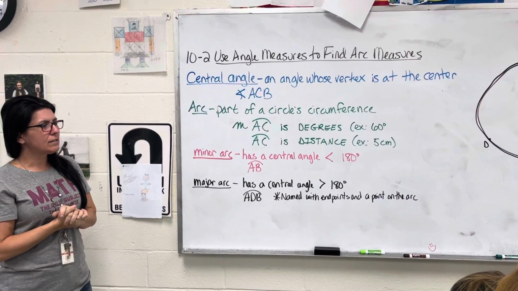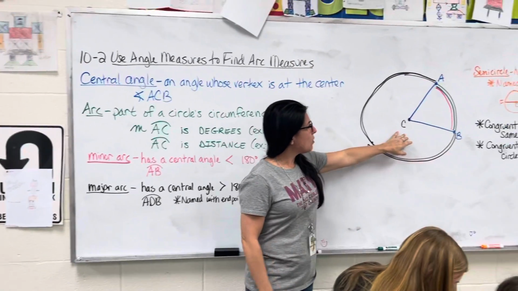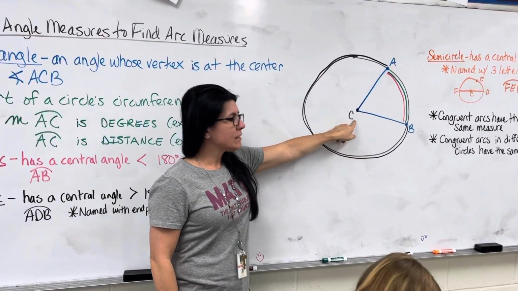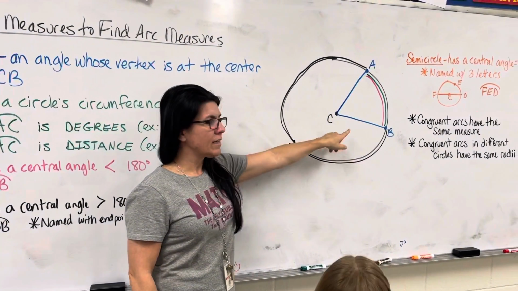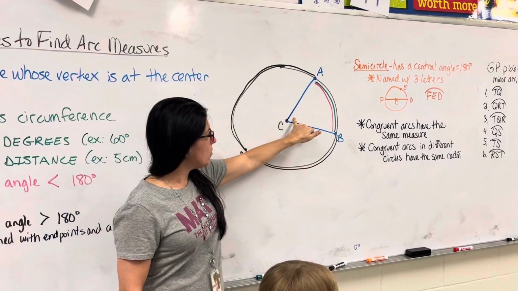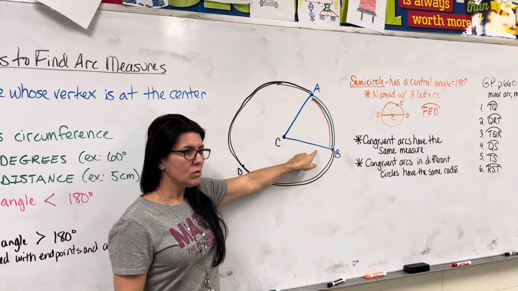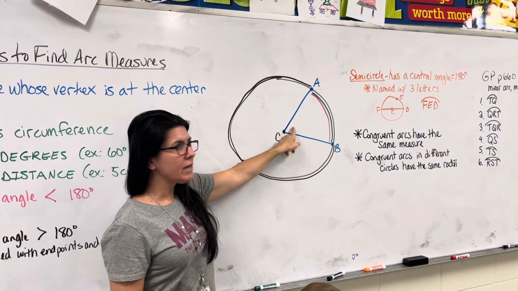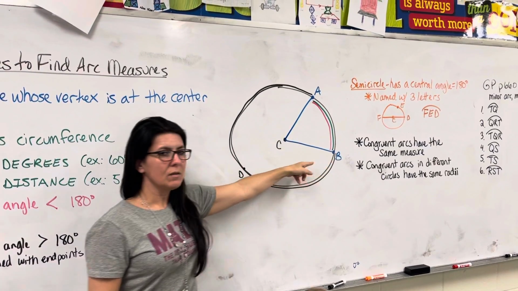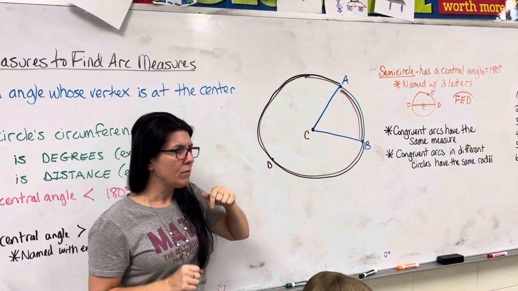A central angle is an angle that has the vertex in the center of the circle. If you look at my example, angle ACB, C is the center of the circle. This is considered a central angle. Because it's a central angle, this angle, ACB, and this arc are going to be exactly the same. So if this central angle is 60 degrees, then this arc AB is going to be 60 degrees. So they match. That's the easy one. The other ones are going to be a little bit more complicated.